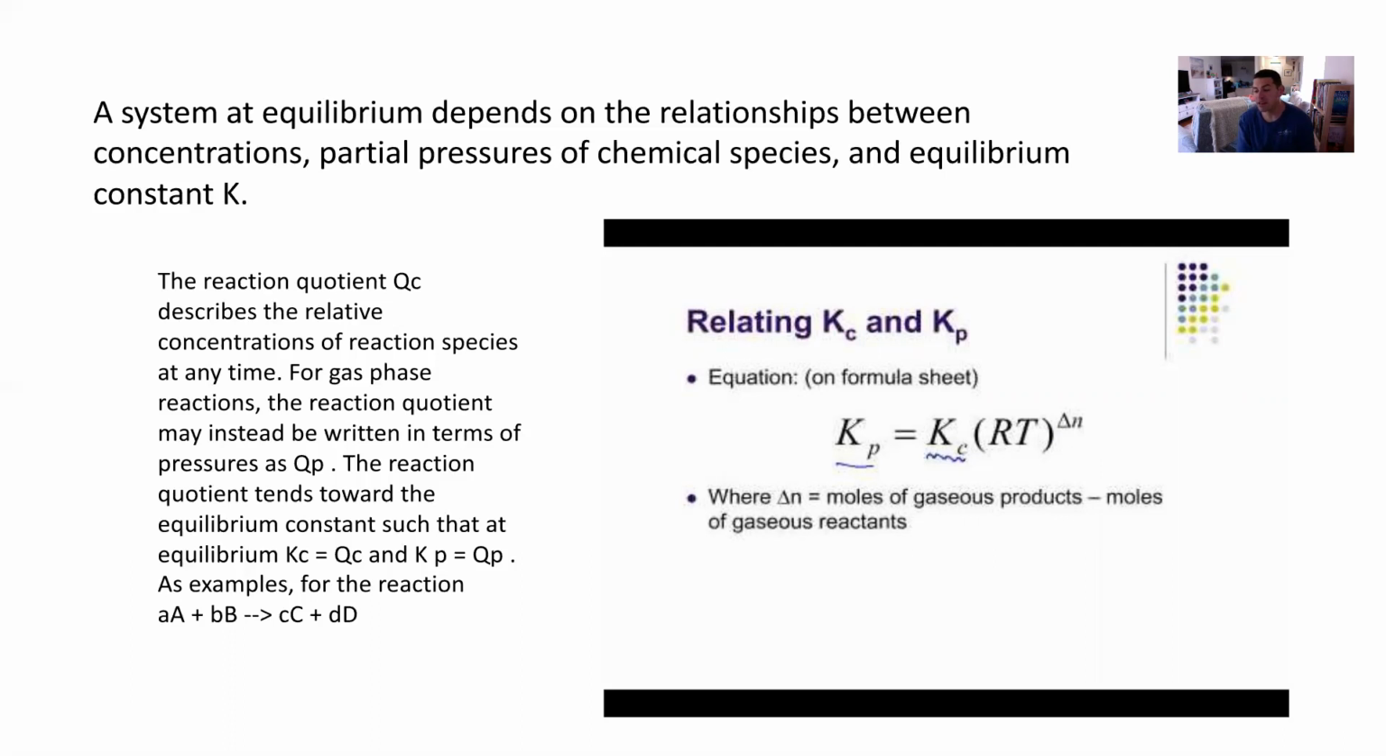And delta N would be the number of moles of gas as a product minus the number of moles of gas as a reactant. If it's the same number of moles on each side, so let's say it was 2 moles of gas as reactants forming 2 moles of gas as products, delta N is going to be 0, 2 minus 2. And so anything raised to the 0th power would be 1. So that's a situation where Kp can equal Kc. These are just different ways of expressing the rate constant, though, for concentration or for partial pressure.